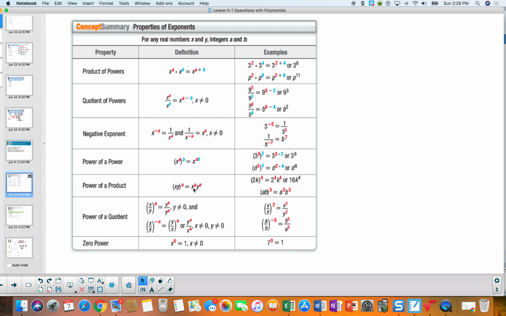Power of a product, right here, then each one of these factors has the same power. So 2k to the fourth power, 2 will go to the fourth power, k will go to the fourth power. Power of a quotient, again, the numerator will go to that power, the denominator will go to that power, just like over in this example. And the zero power. A base to the zero power is equal to 1, as long as the base is not 0.